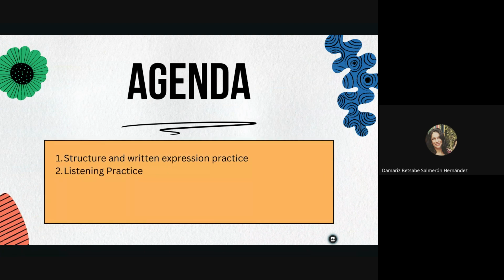And for today's agenda, you will do a structure and written expression practice, very similar to the TOEFL test, and a listening practice. Okay, so let's begin with the structure practice. I'm going to share my screen with you and play the audio so you can go along and answer. Okay, I'm going to mute my microphone to get better connection.